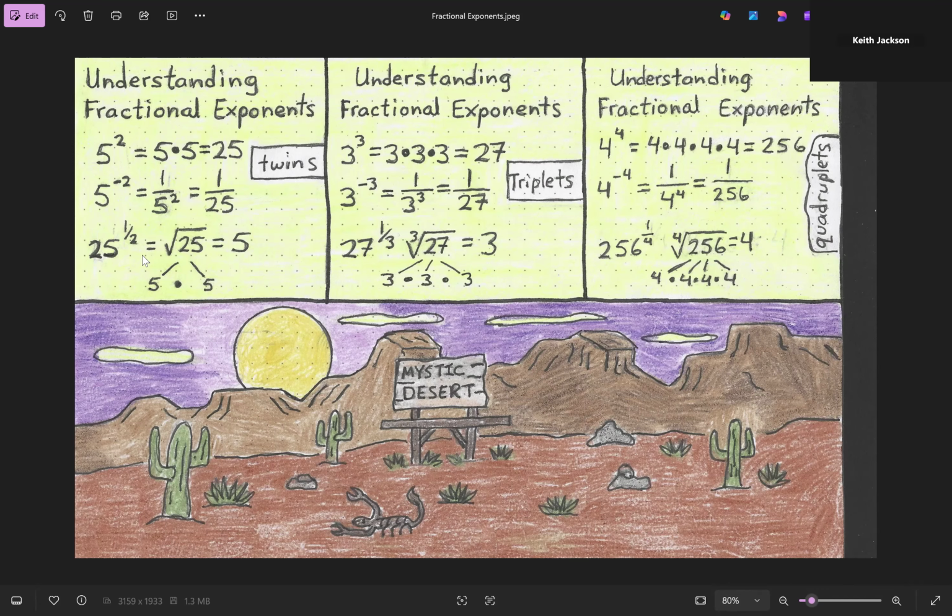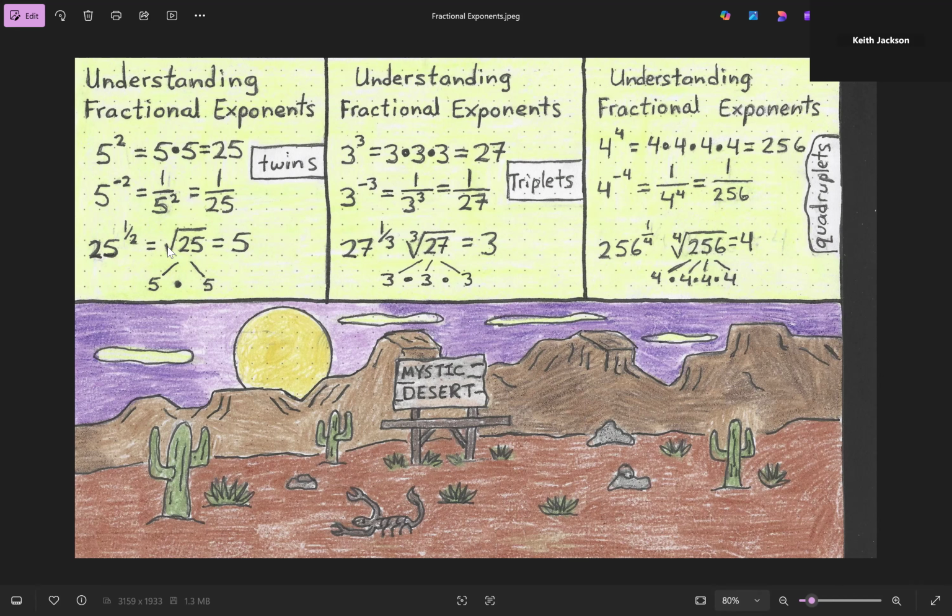But let's get back to this 25 right here, and let's raise it to the 1/2 power. All we're doing is just square rooting the 25. So when you raise a number to the 1/2 power, it simply means you're square rooting it. And keeping in mind that we're just going to pluck one of the twins, because when you square root a number, you're plucking one of the twins out, right? So square roots means twins, okay?